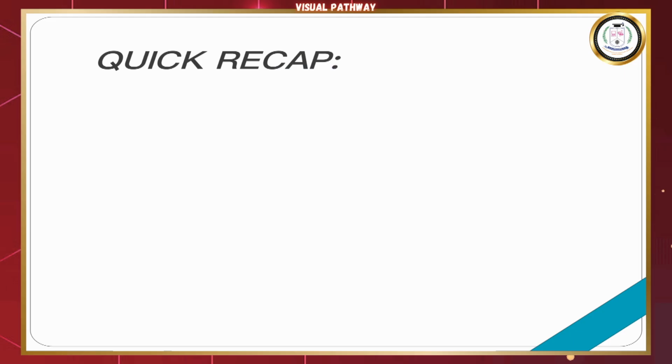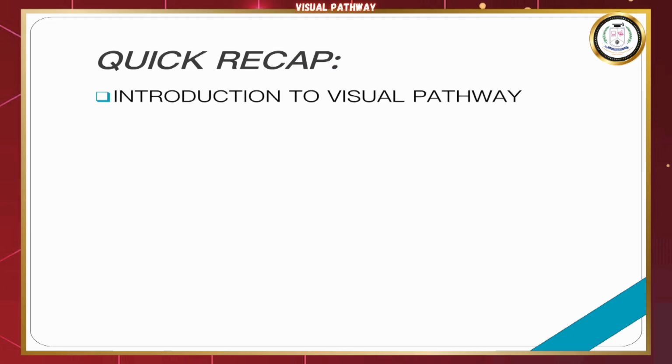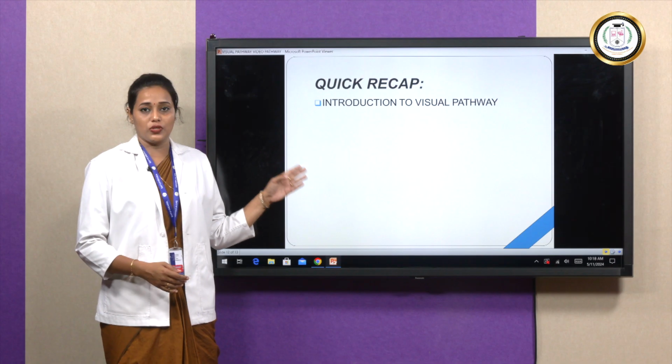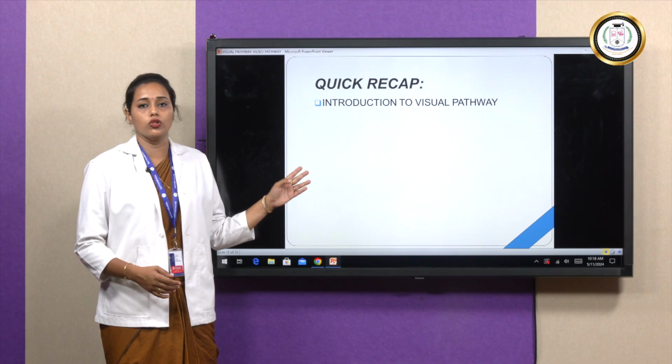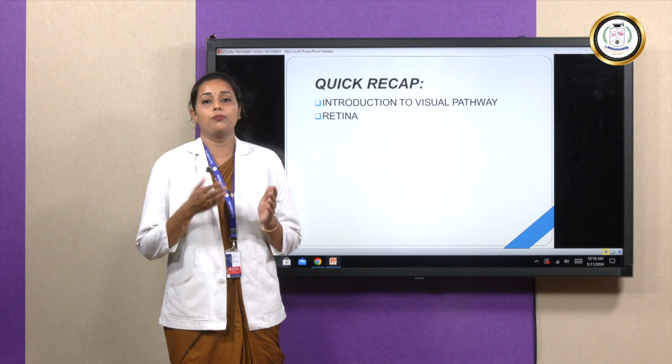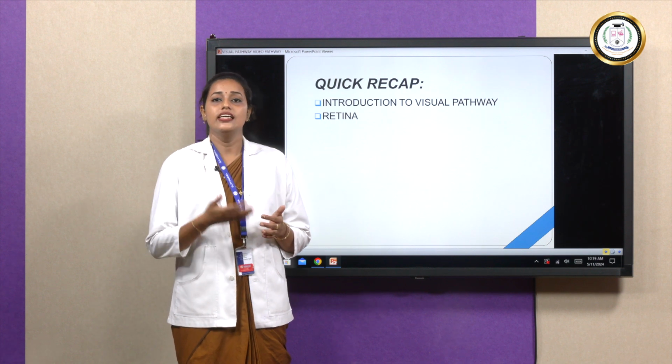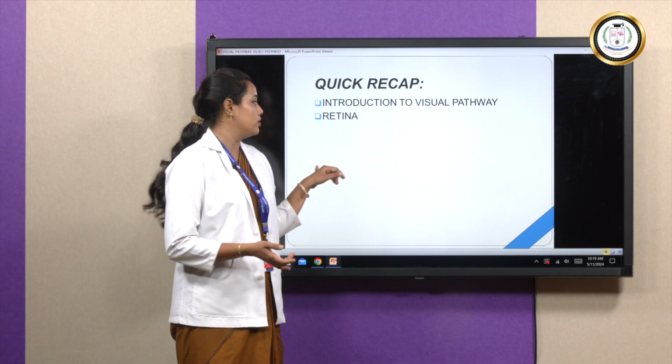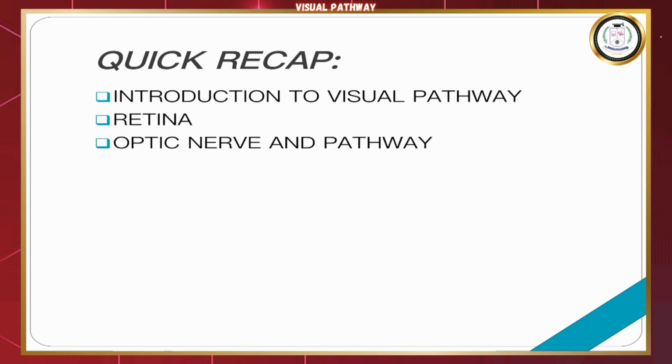Now let's have a quick recap for today's session. First we discussed what the visual pathway is. This visual pathway is also known as the optic pathway. Next we discussed the retina. The retina is a light sensitive structure. It contains 10 layers. The most important layer in the retina is the layer of rods and cones. Next is the optic nerve and its pathway.